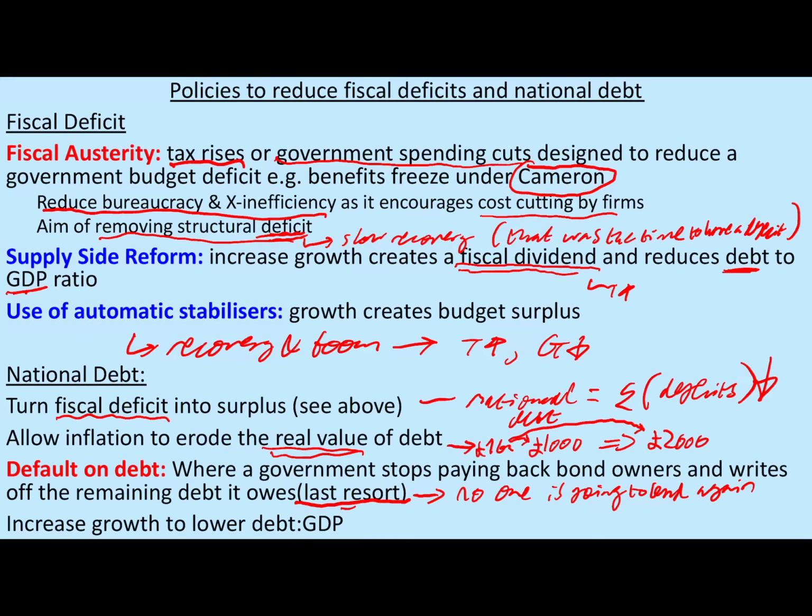And then, as we looked at before, if we increase our growth and lower our debt to GDP ratio, that's going to help us reduce our national debt because we have to give up less output in order to pay it back, as we saw in that numerical example earlier on in the presentation.